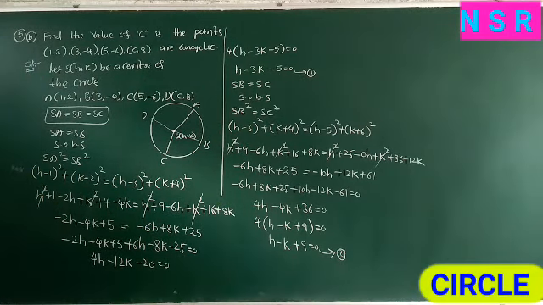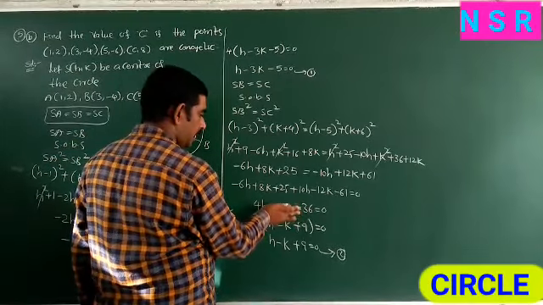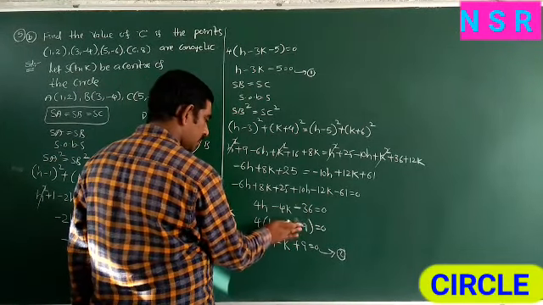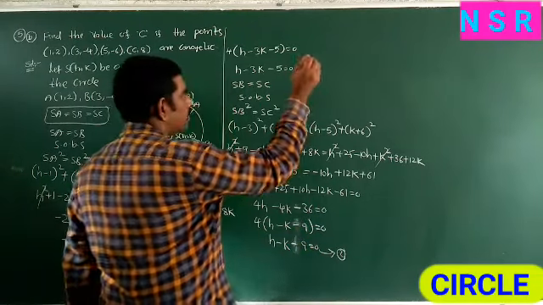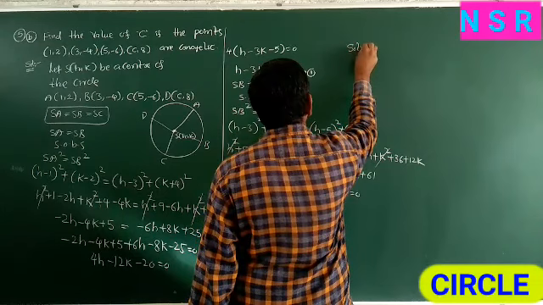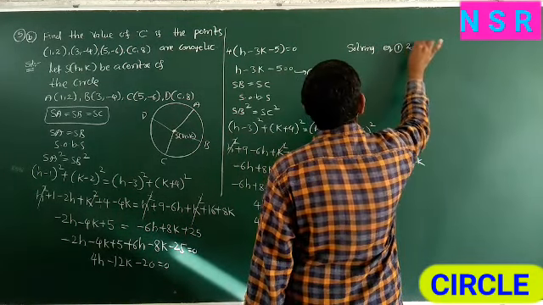So here consider SA equal to SB, we get equation 1, that is h minus 3k minus 5 equal to 0. Next consider SB is equal to SC, we get h minus k plus 9 equal to 0. So here 25 minus 61 we get minus 36, so here also we get minus 9. So we get equation 1 and 2. Now solving equation 1 and 2.